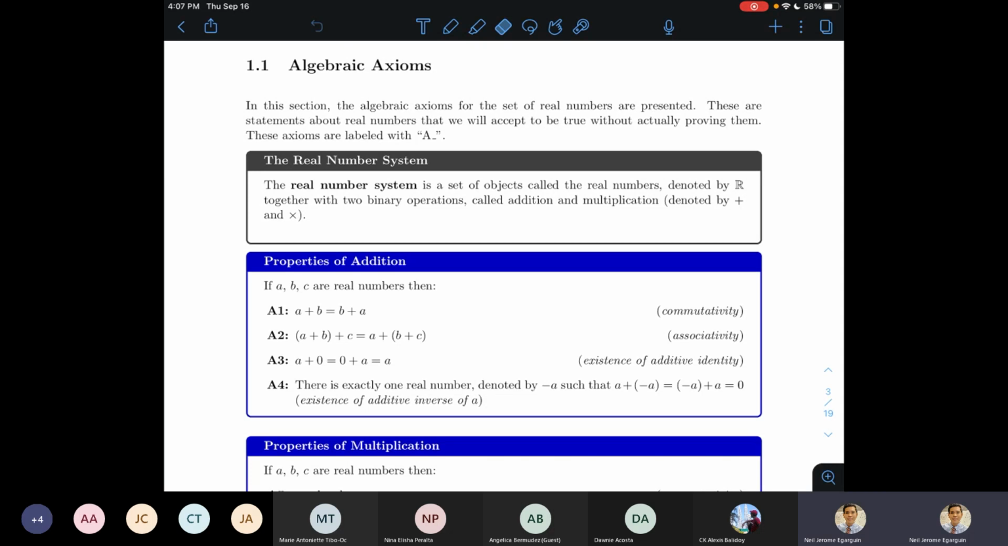Review ng 101. Anybody? You can just unmute yourself or comment in the chat box. Yes, Donnie? Sir, axioms po ay statements na hindi kailangan ng proof, unlike theorems na kailangan ng proof.